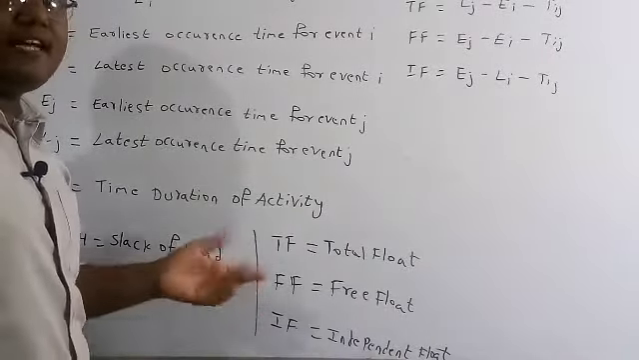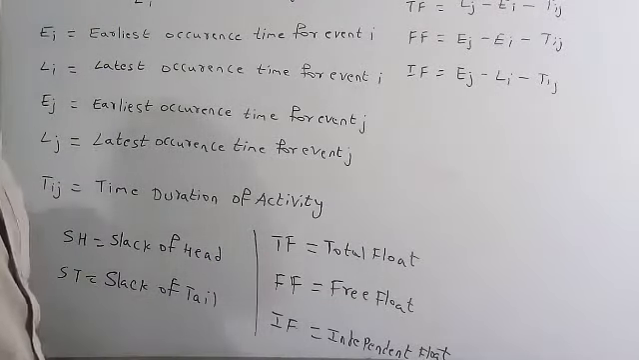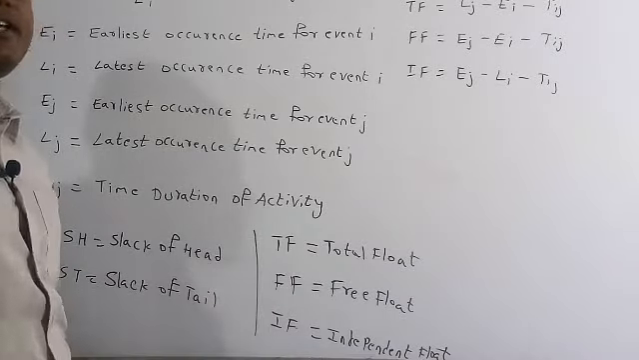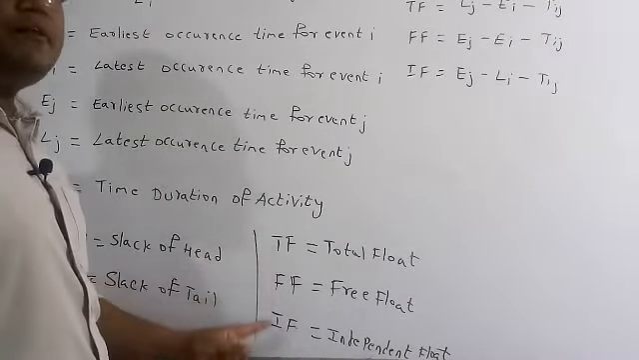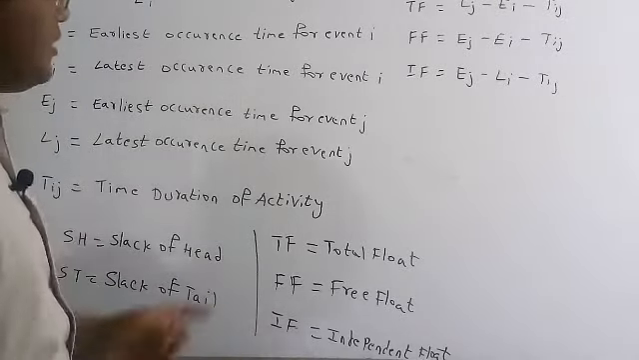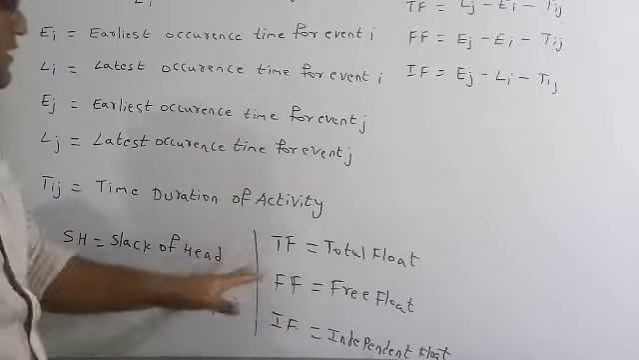So what is next? TFI is called the Telugu film industry. In this manner you have to remember first T, then F, and then I. T means Telugu, F means film, and I means industry. So Telugu film industry, you can easily remember. Total float, free float, and independent float. Now we are going to discuss these 5 formulas.